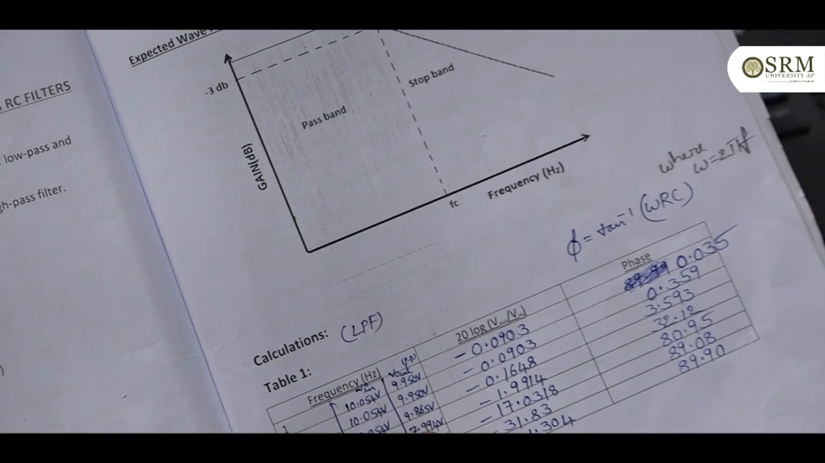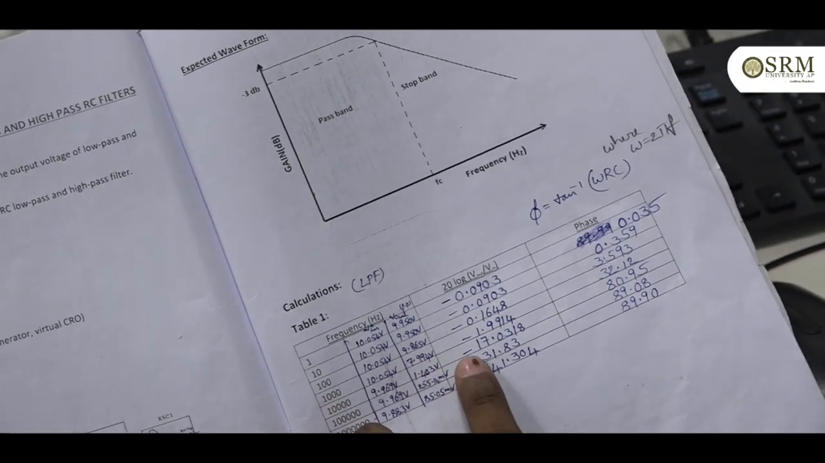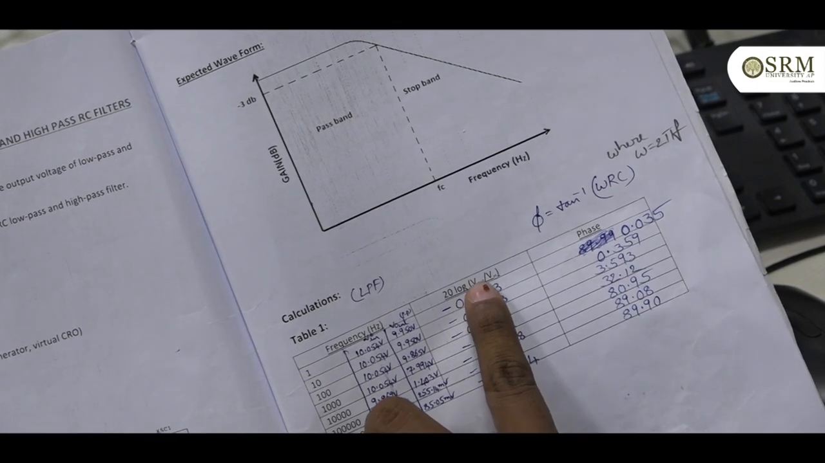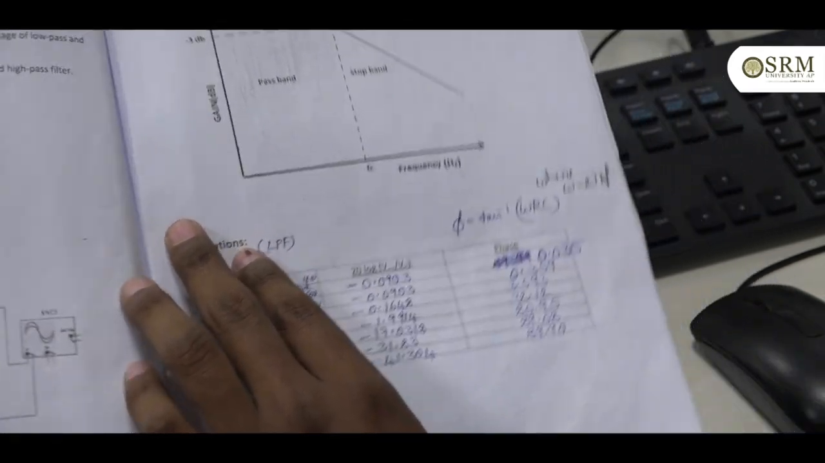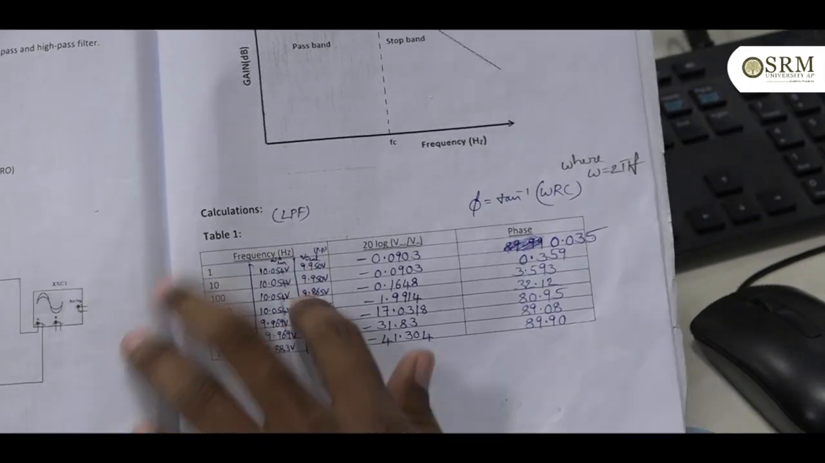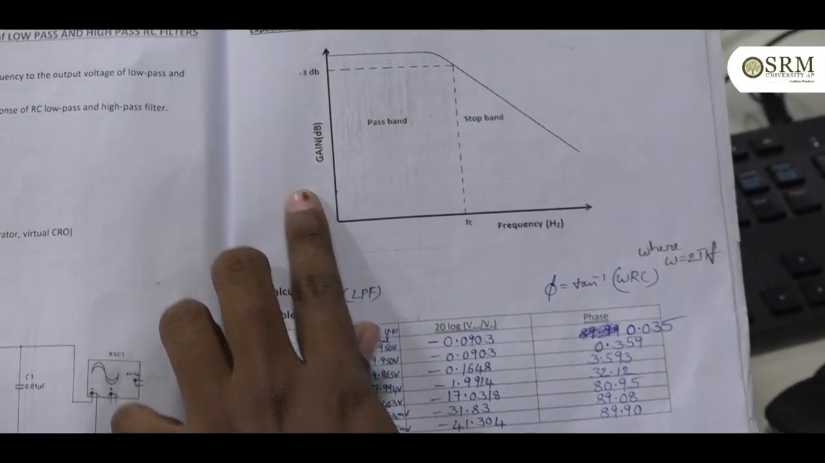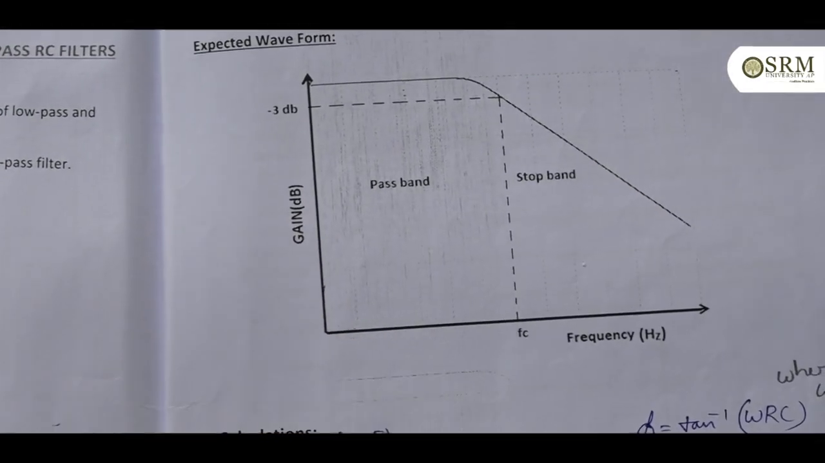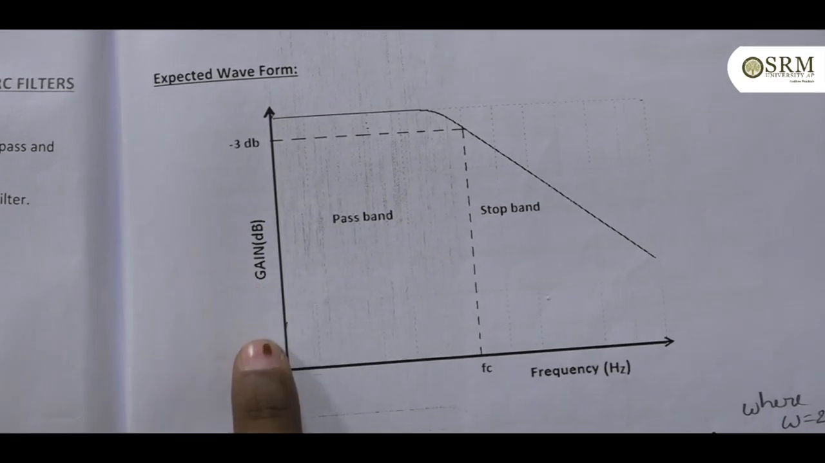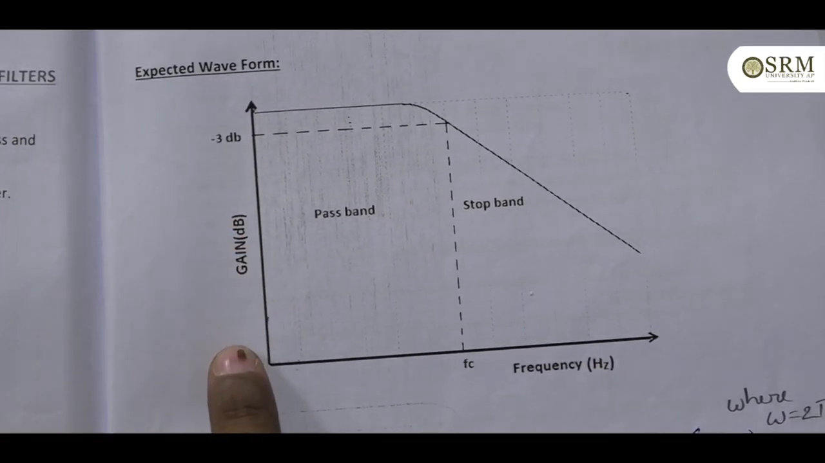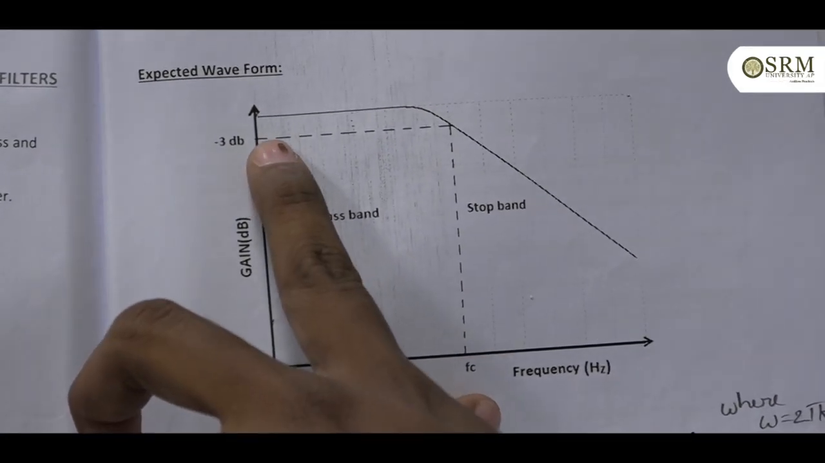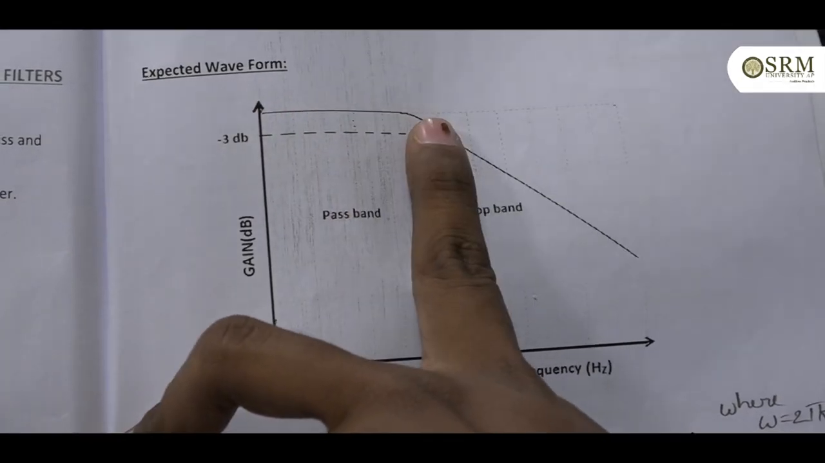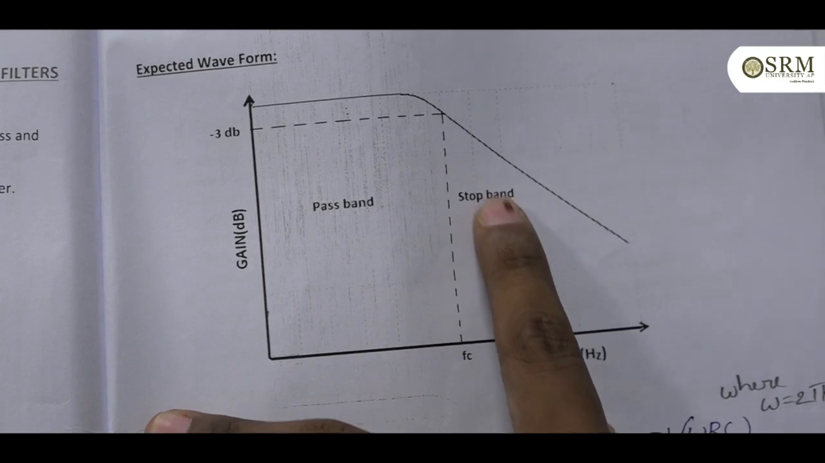From the input and output voltages we can calculate the gain by the formula 20 log V out by V in. From this gain and frequency we can plot the graph, with gain on the y axis and frequency on the x axis. One thing I have to mention: the low pass filter allows frequencies below the minus 3 dB frequency, the pass band, and above the 3 dB frequency it stops the signal.